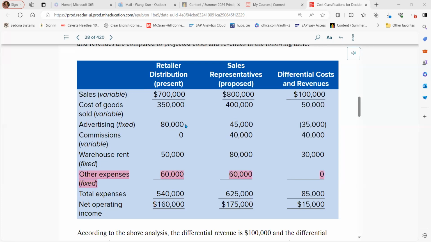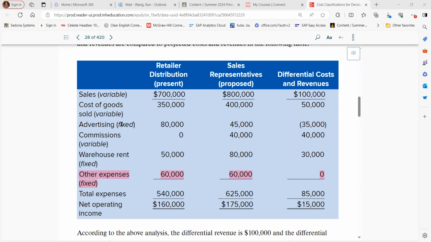And here we are listing all of the related items: sales revenues, the cost of goods sold, then the different expenses. When you compare the different items, we can see most of them are different between the two options. Differential revenue or differential expenses, such as the revenue: the sales rep can make 100,000 more than using the retailers. So revenues are different. Then the cost of goods sold is also different because cost of goods sold varies with the sales revenue. Normally, the more revenue you earn, the more cost of goods sold.